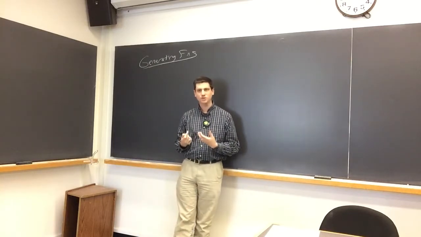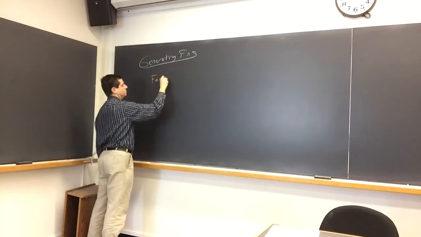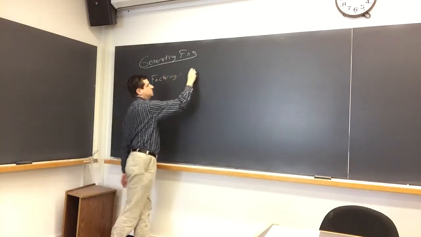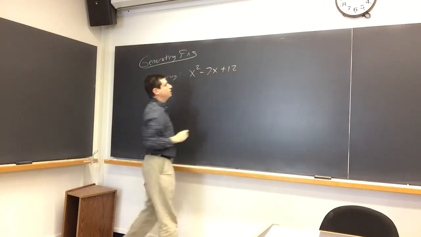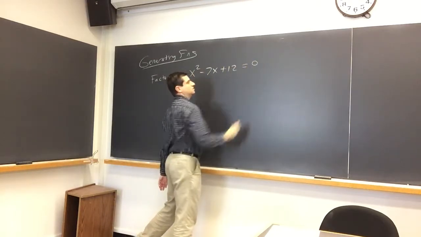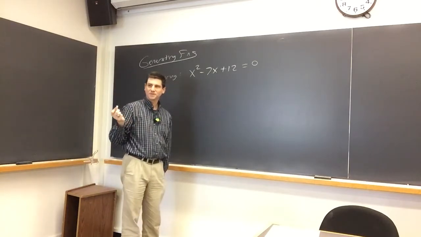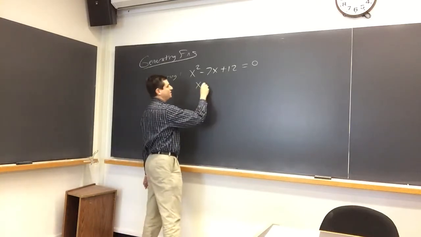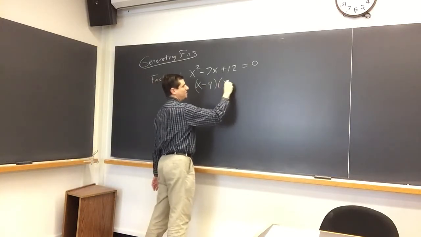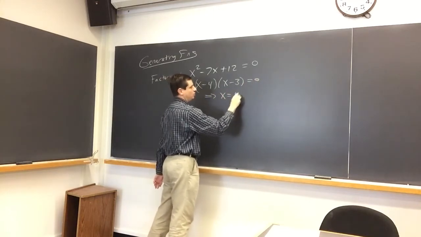Probably the best way to explain this to you is maybe factoring polynomials. What are the roots to this? Yes? 4 and 3, right. You're giving me the factors of x minus 4 and x minus 3 equals 0. Therefore, x equals 4 or 3.